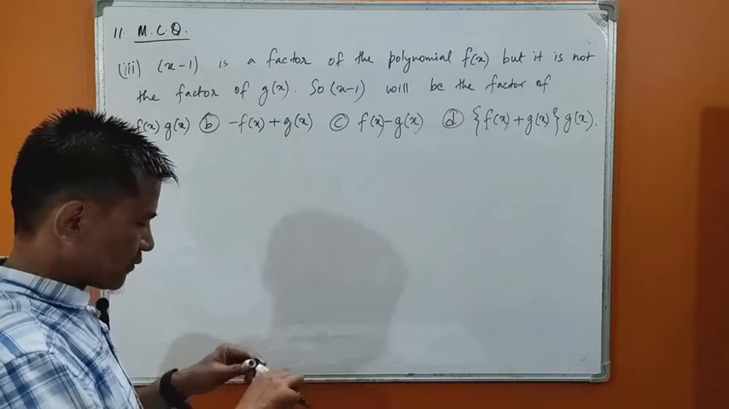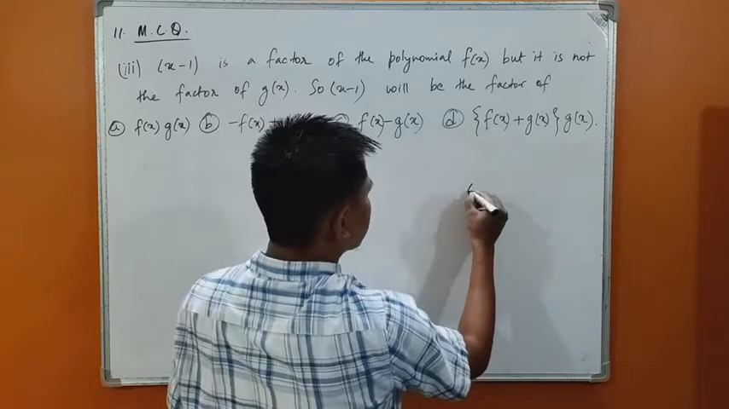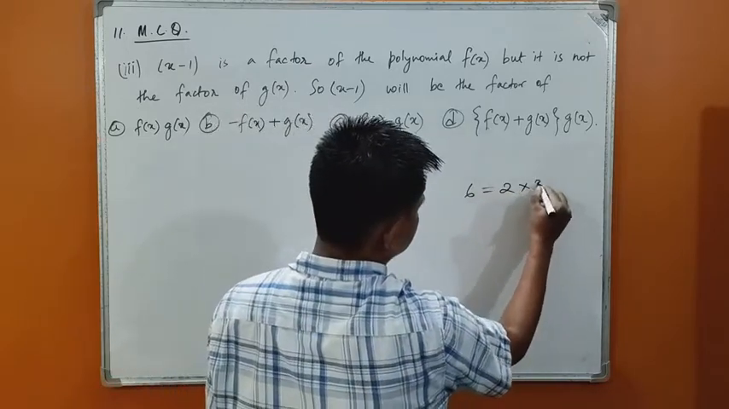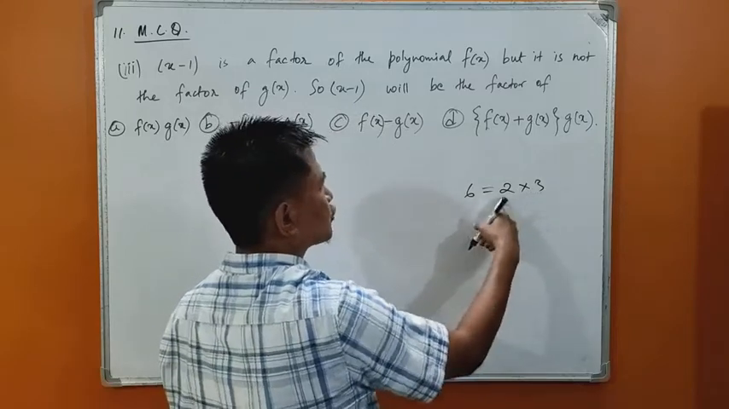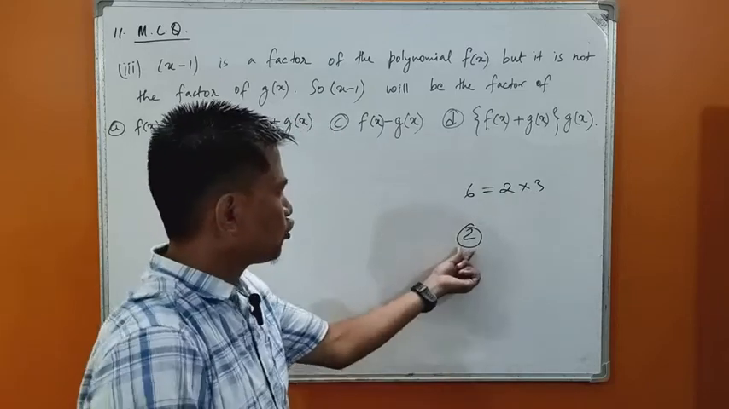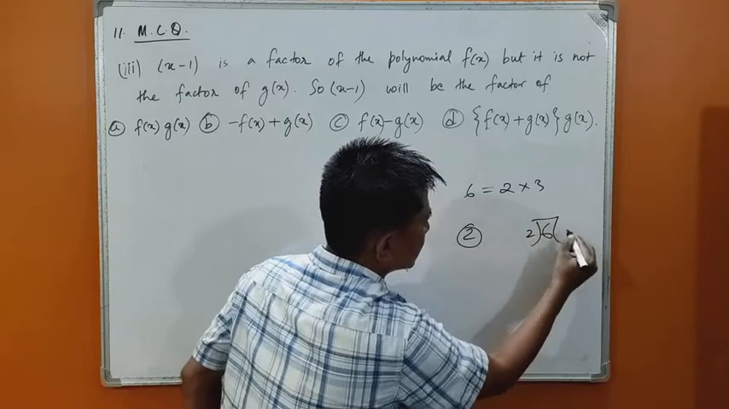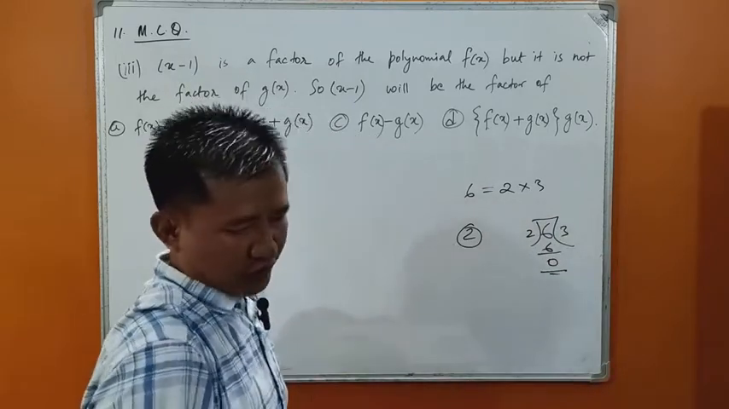Let me give you an example to make you understand this. Suppose we have the number 6. We know that 6 contains 2 and 3. So 2 is a factor of 6 and 3 is also a factor of 6. 2 is a factor of 6 because when we divide 6 by 2, we get remainder 0. So 2 is a factor of 6.